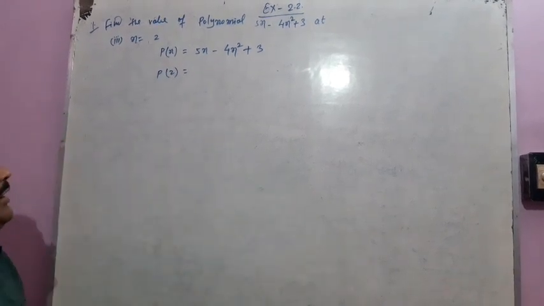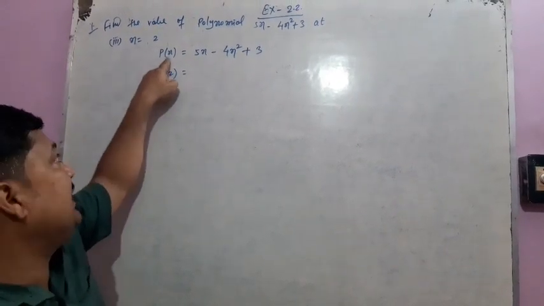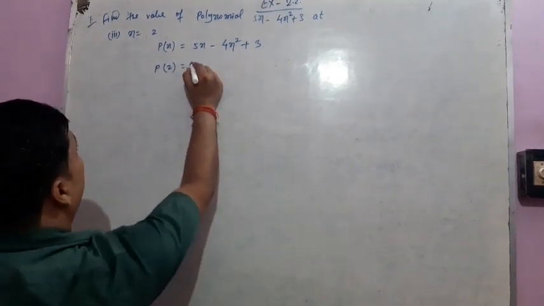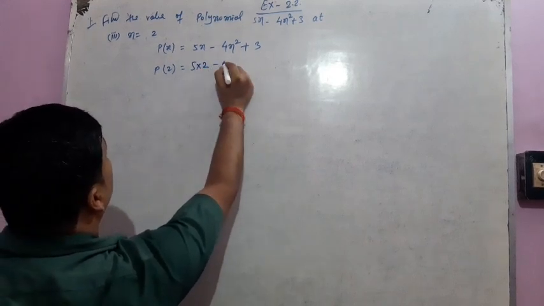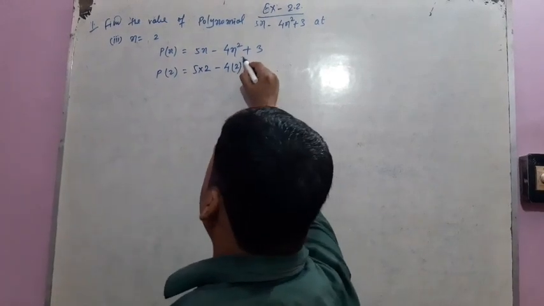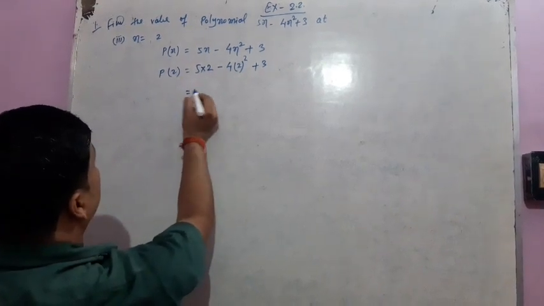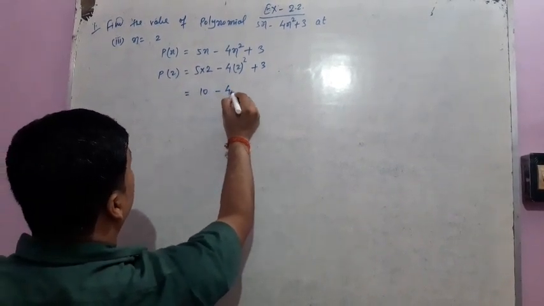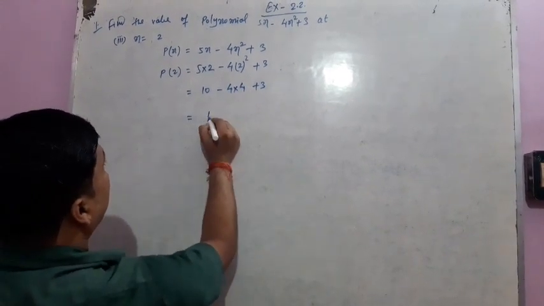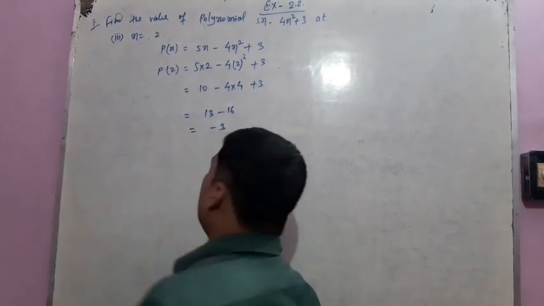So for solving this question, at the places where x is present, we have to put the value 2. Similarly here, where x is present, we have to put the value 2. Now here is the square of x, so we have to make the square of 2. So 5 times 2 is 10, minus 4 times the square of 2, which is 4, plus 3. Now 10 and 3 make 13, and 4 times 4 is 16. So the value here is minus 3.